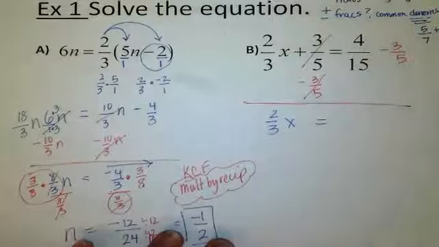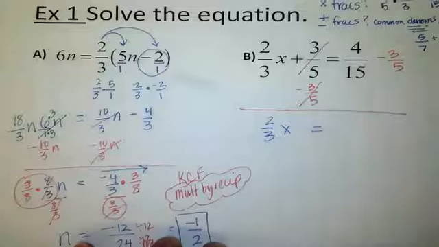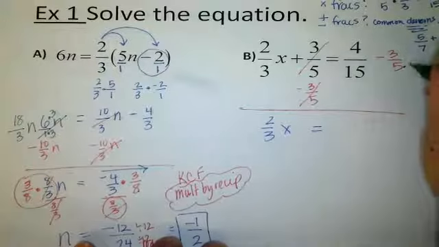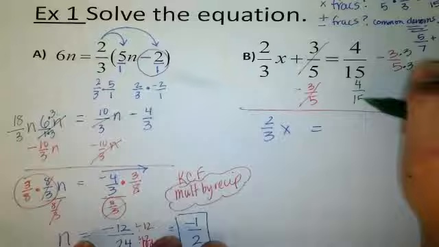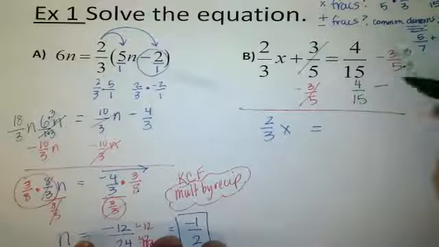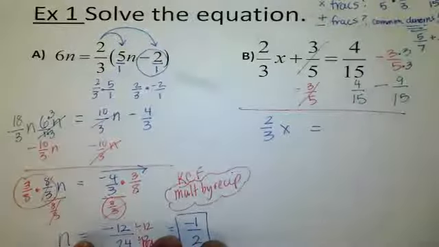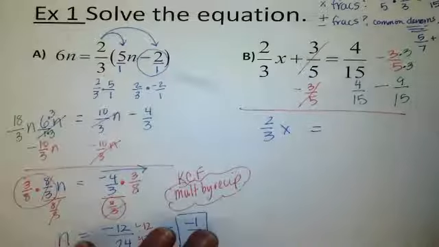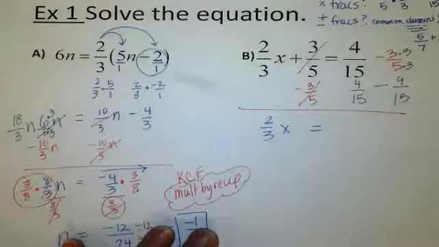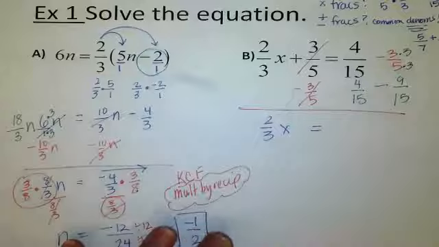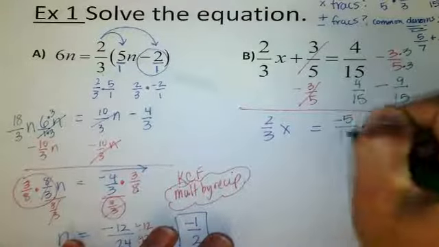We need a common denominator. So what should I do to this fraction to fix it? Multiply by 3. Good. That says now 4/15 minus 9/15, because I'm going to multiply top and bottom. 3 times 3 is 9. 5 times 3 is 15. So what is 4/15 minus 9/15? Negative 5/15.